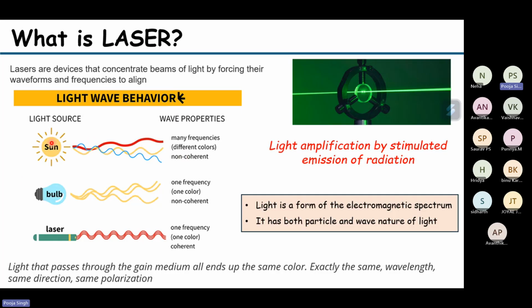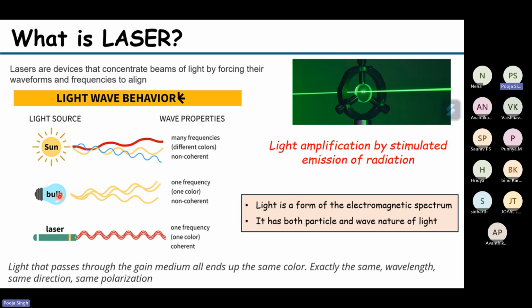So the light we get from the sun will have many different frequencies, different colors, and non-coherency. Non-coherency is basically when you have different phases. You can see you have red, yellow, and blue, so they all have different frequencies of light, as well as different phases.